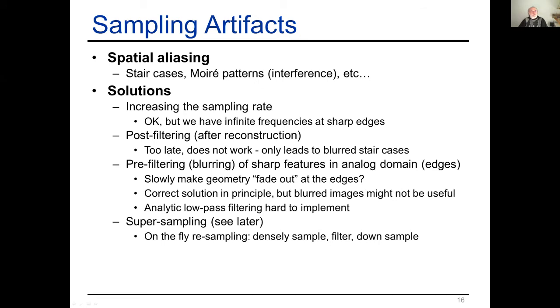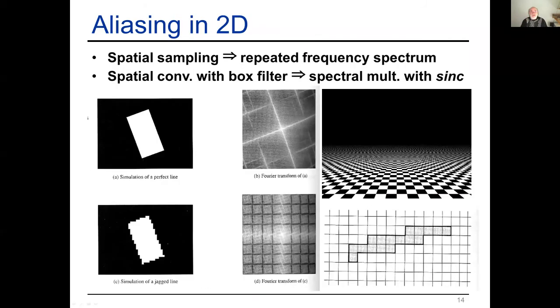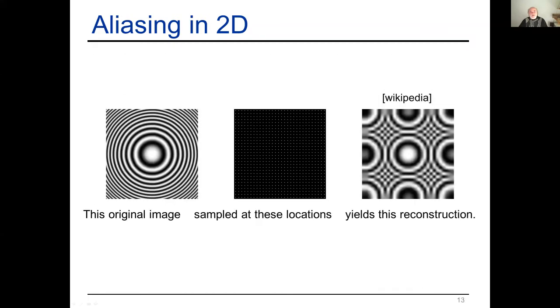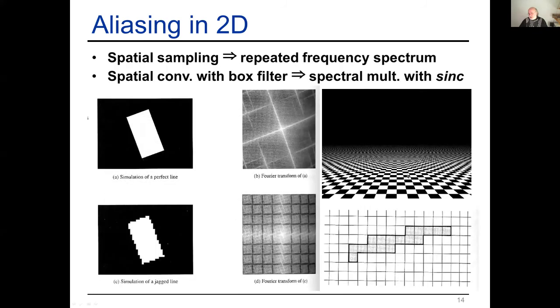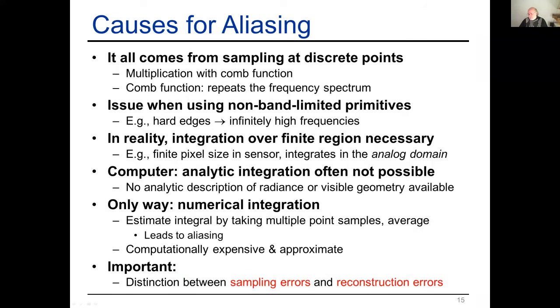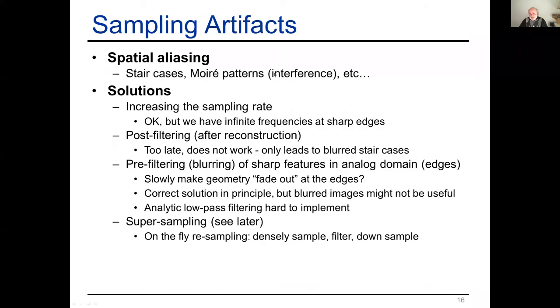Well, first of all, we've seen these spatial aliasing artifacts, staircases, moire patterns. I forgot to name them, let me just go back. So these here on the right-hand side are moire patterns, as they're typically called. It's essentially interference between two frequencies, the sampling frequencies and the signal frequencies. They interfere with each other.